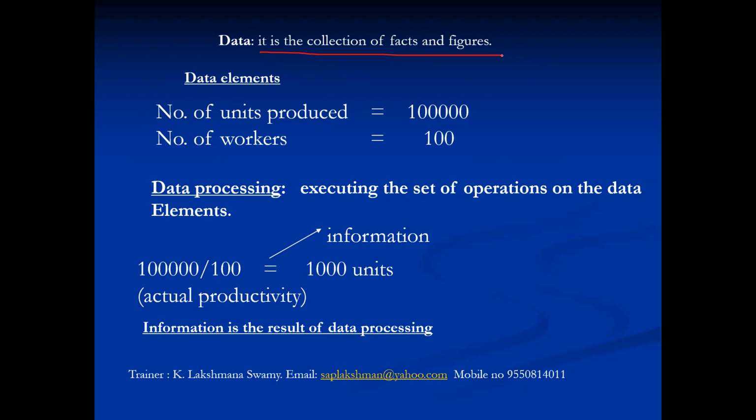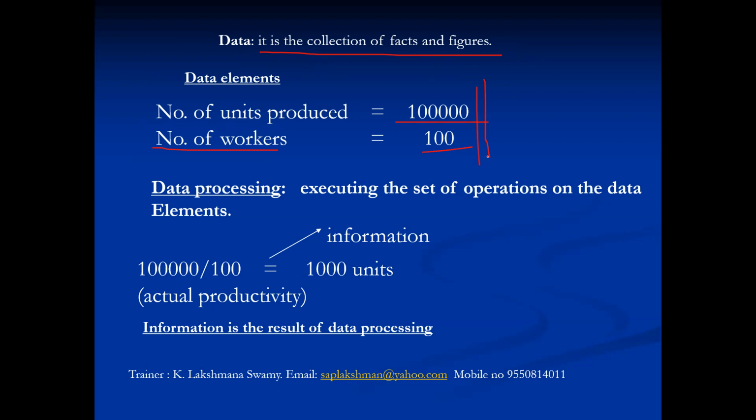Say, for example, this is March 2024. In February 2024, your total production is 100,000 units, 1 lakh units. Then your number of workers is 100. This is data. These are technically called data elements. Now, the production manager wants to analyze the performance of the workers in the month of February. He wants to know how each worker has performed in the previous month. For that, this data does not give any clue to him.